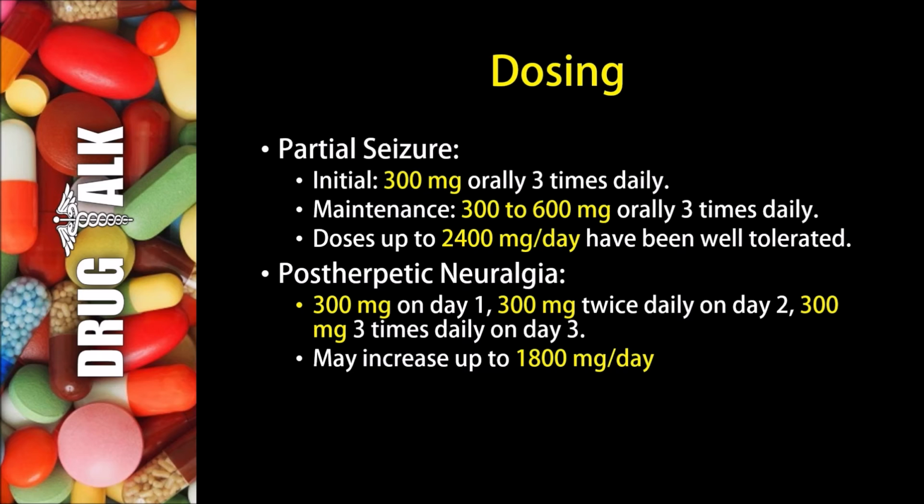In postherpetic neuralgia, we would see 300 milligrams on day 1, 300 milligrams twice daily on day 2, and then 300 milligrams 3 times daily on day 3. And then over time, the dose may be increased up to 1,800 milligrams per day, again given in divided doses.